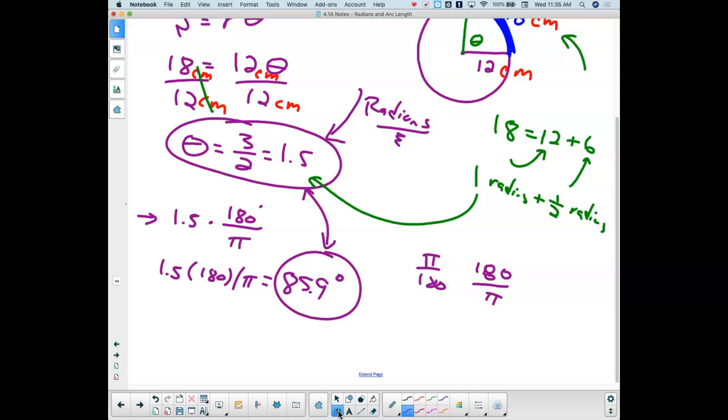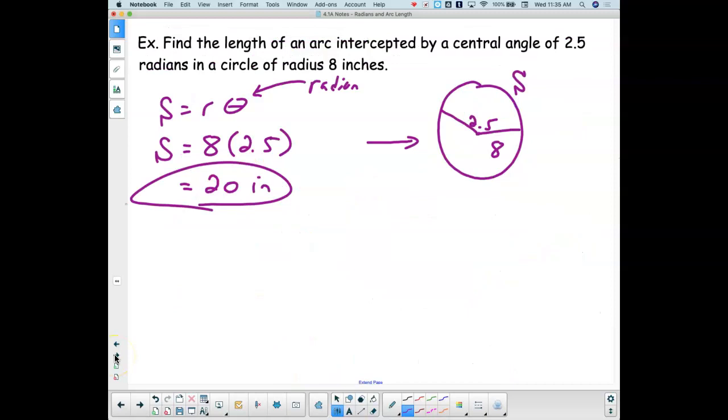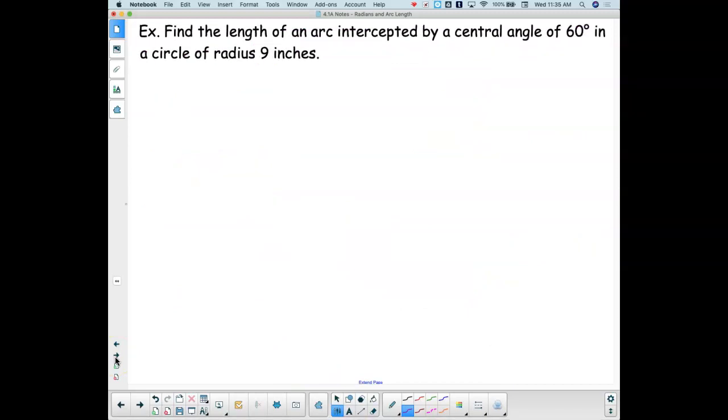That makes a whole lot of sense, because if it's 1.5, looks like I'm not quite at 90. I drew that pretty well. That's pretty good. All right, sorry about that. Let's fast forward now to number 3.